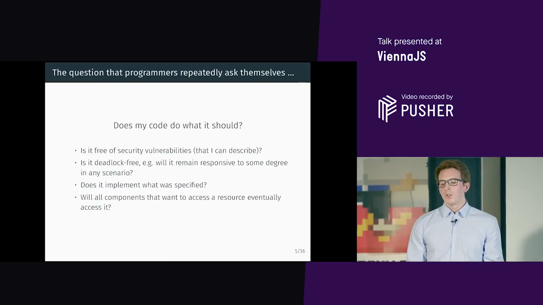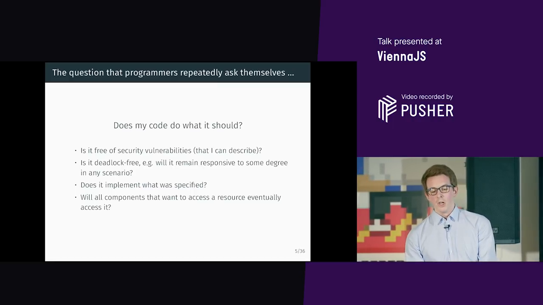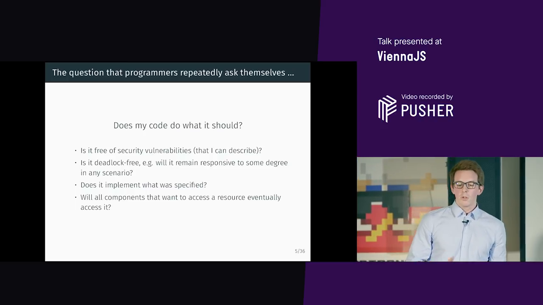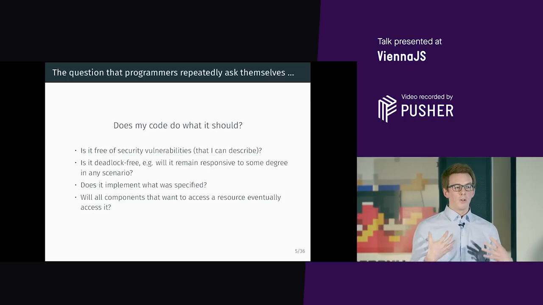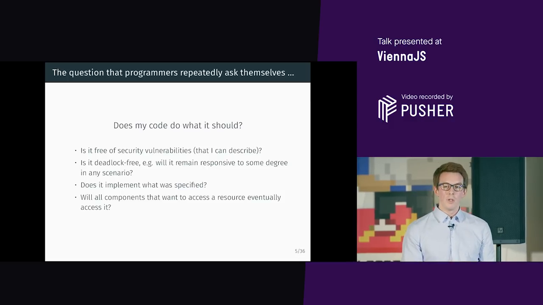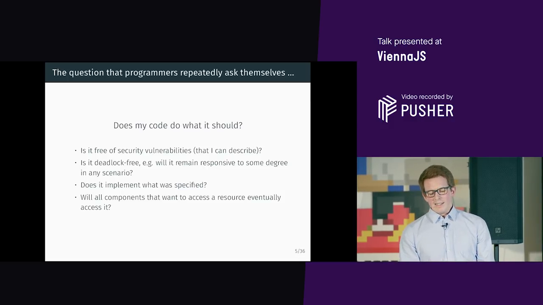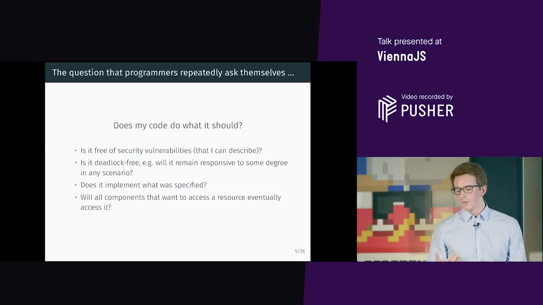The underlying question that you probably are also asking yourself, even if you're not into software verification, is: does my code do what it should? And that, of course, varies project by project. So it could be that your code has to be free of security vulnerabilities. Maybe it is a concurrent program and it should be deadlock free. Maybe it has to fulfill a certain specification, maybe from a customer. And then also the question of whether all resources that need to be accessed can actually be accessed at some point, so no particular worker in your system starves.